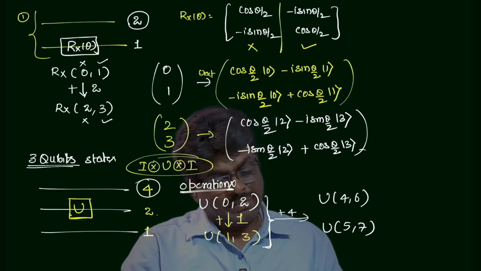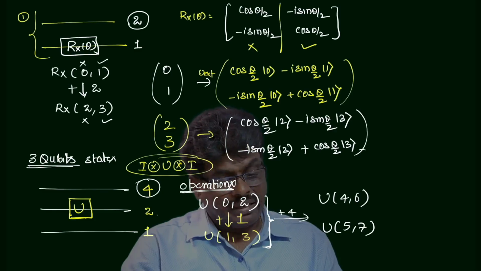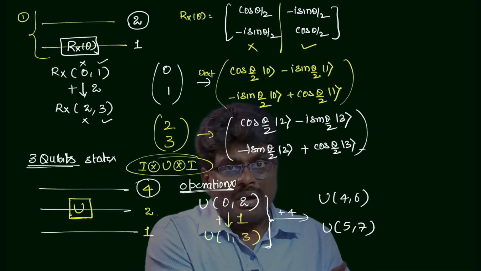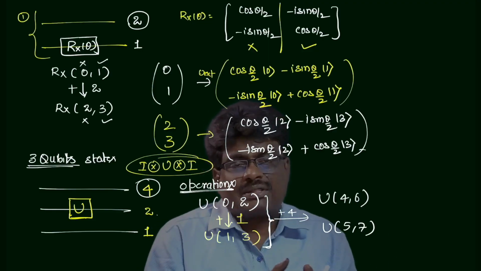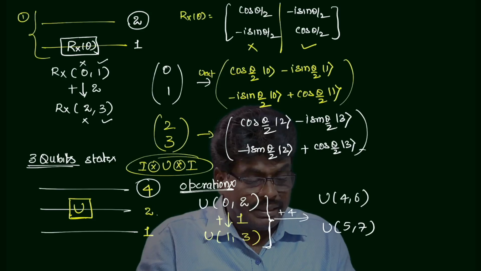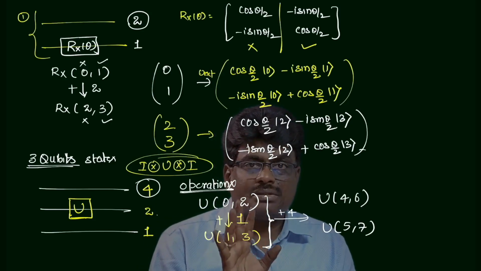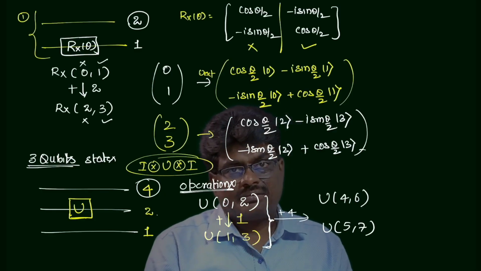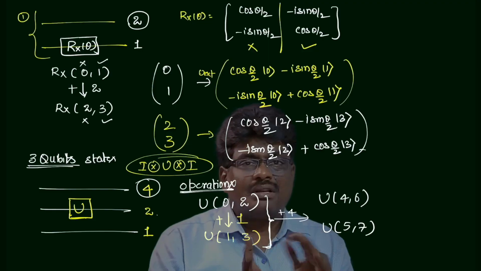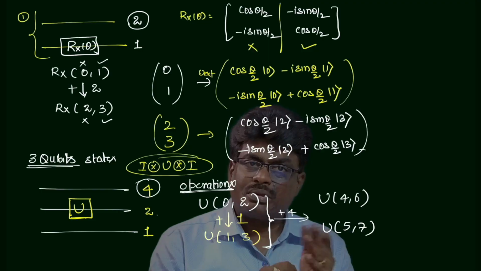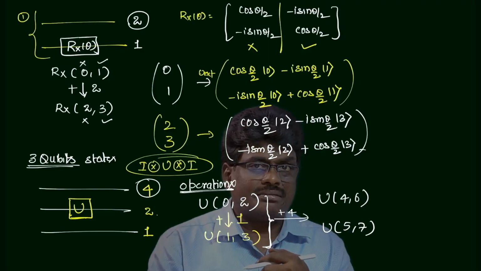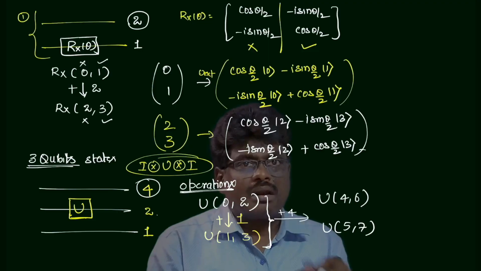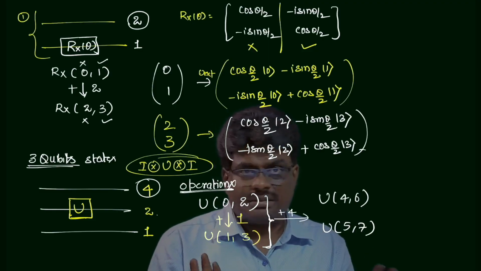Or for example, if you add 4 first, then you will get 4 comma 6. Then you have to add 1 to both the operations. So in total it creates 4 operations: 0 2, 1 3, 4 6 and 5 7. That means it creates a superposition of 0 2, 1 3, 4 6 and 5 7. If any number is not there, it means there is no change. That's the point.